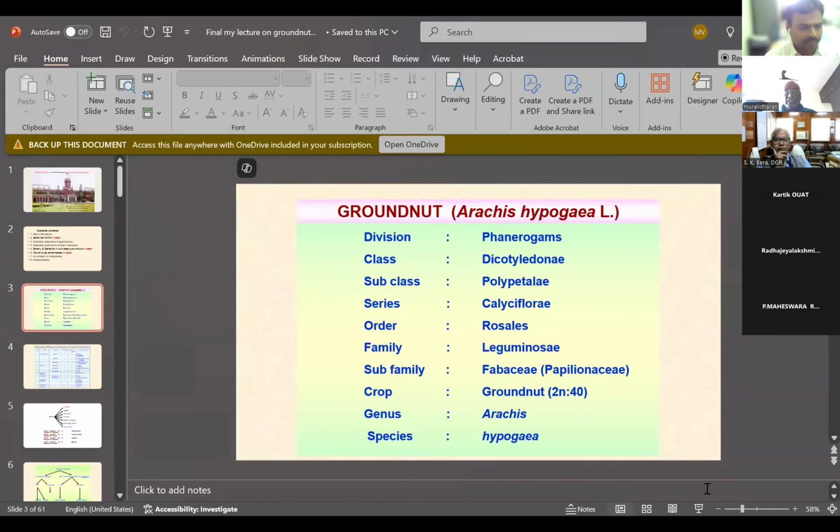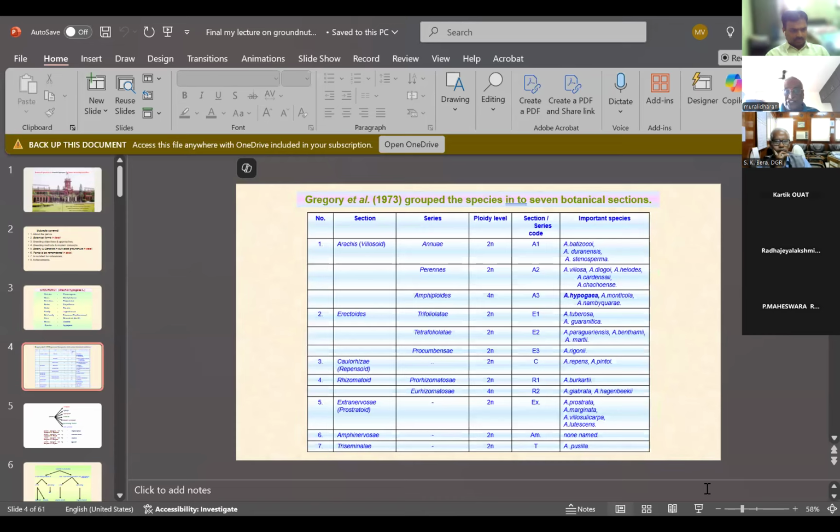Coming to the genus, Arachis belongs to family Fabaceae. Arachis means monkey-faced, and hypogaea means below soil: monkey-faced nut below soil. That is the meaning of Arachis hypogaea. It has 40 chromosomes, AABB. The A genome chromosomes are slightly smaller than the B genome chromosomes. And we have 7 botanical sections.